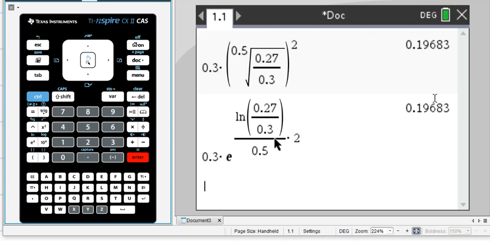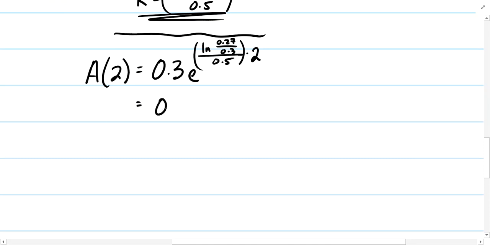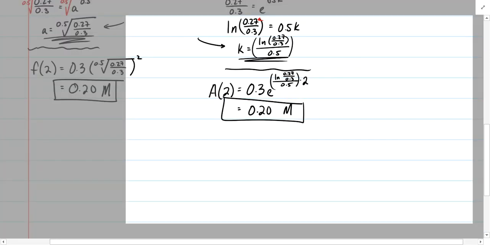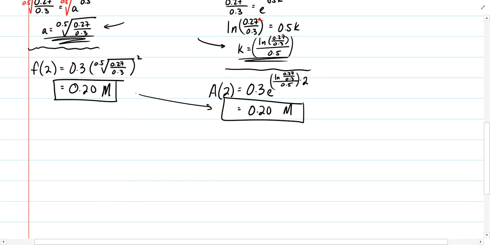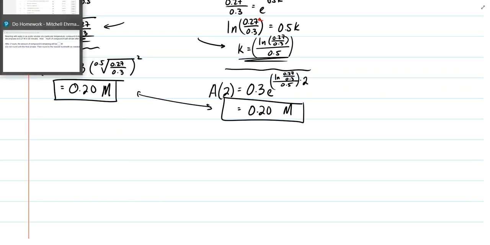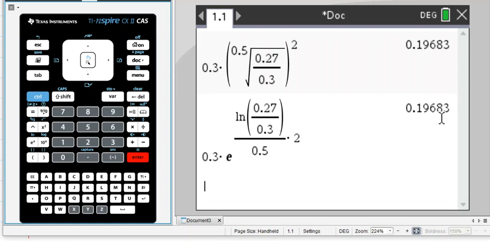And now when I press enter, would you look at that? We've got 0.19683, or in other words, 0.20 molarity. Both results were the same here and here. And not only at the point of rounding, but coming straight from the calculator, both results are exactly the same to the extent of their decimals.